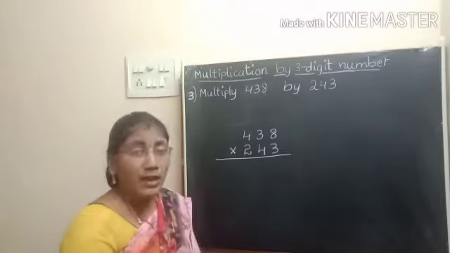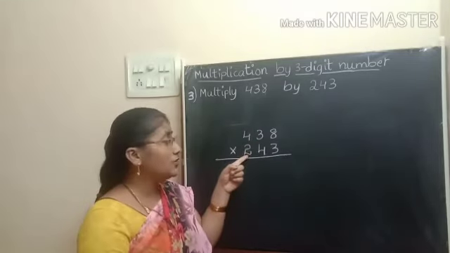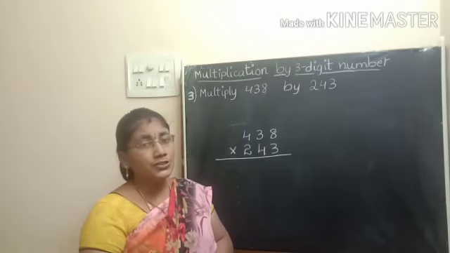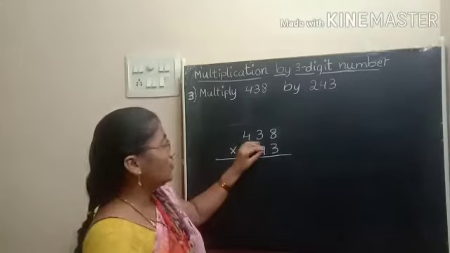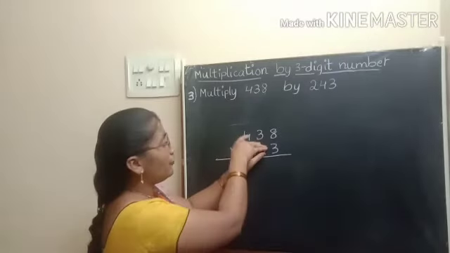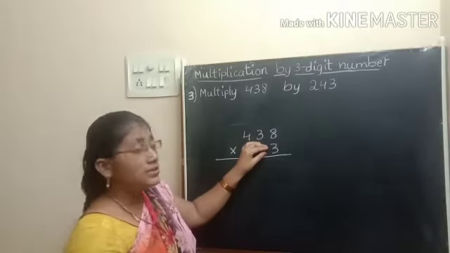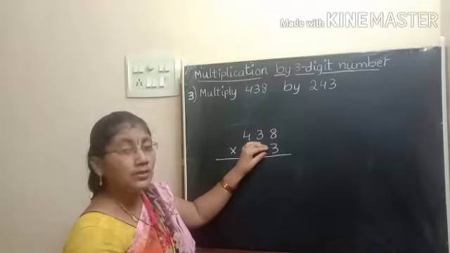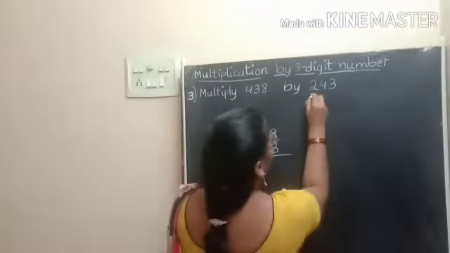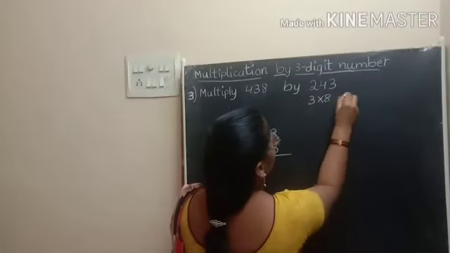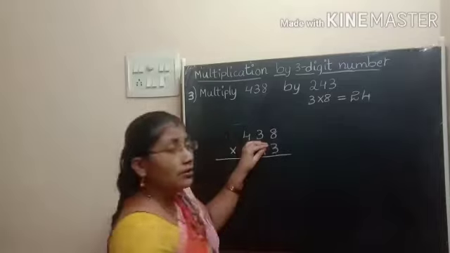Now we have to multiply each and every digit of multiplicand with each and every digit of multiplier. But first we should start from ones place, the digit in ones place. So just ignore these 2 digits. Then multiply 438 by 3. Understood, children? So we have to start our multiplication with the digit in ones place. That means 8. So take 3 into 8. 3 into 8. How much is it? 3 8s are 24.